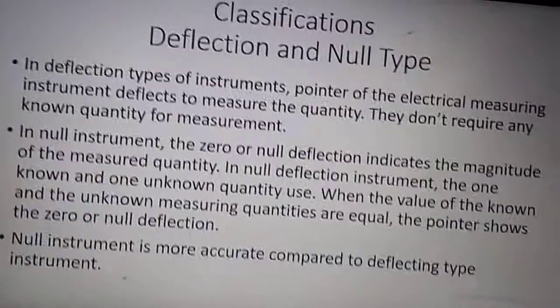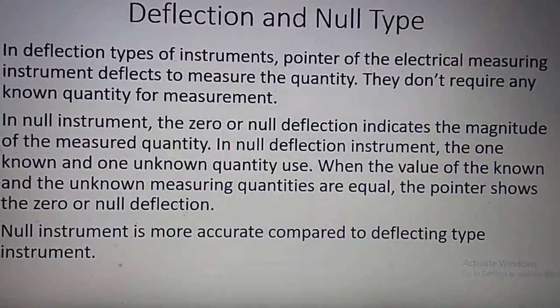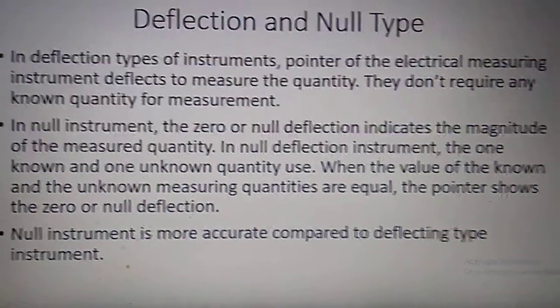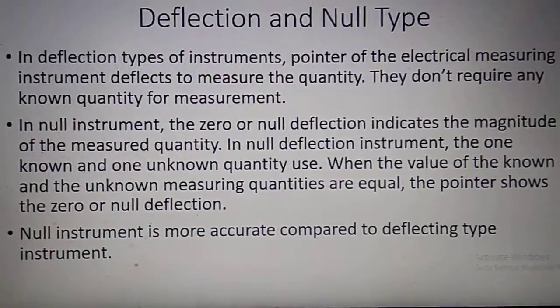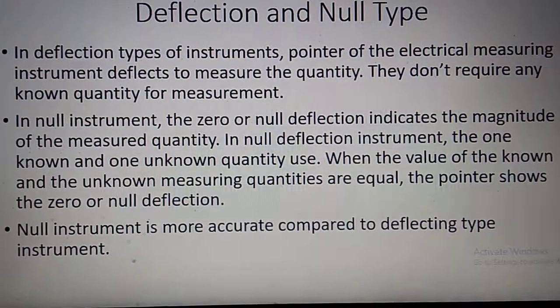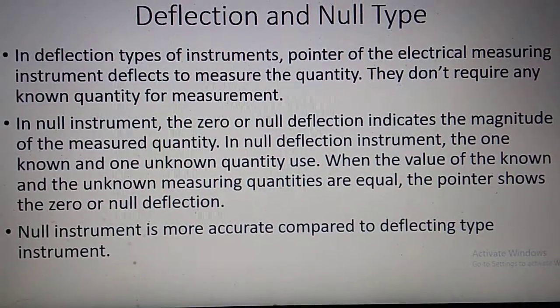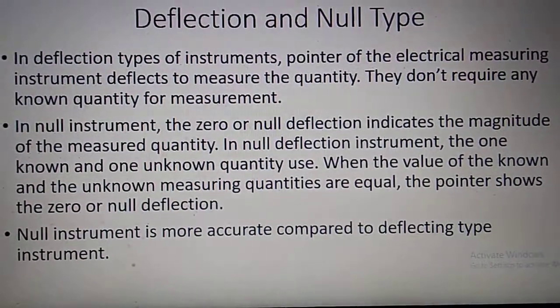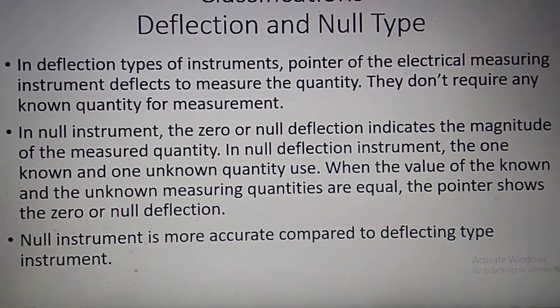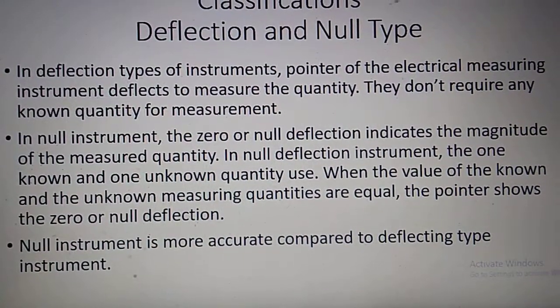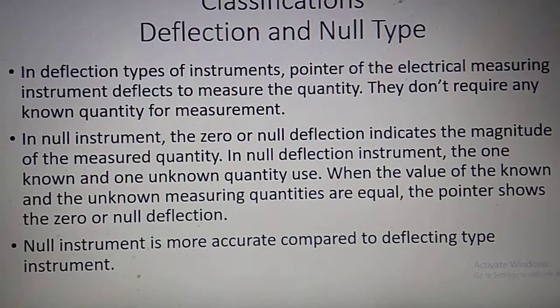In null type of instrument, it works on the property of balance. Actually, a known quantity has a certain value, and if the unknown quantity that is to be measured has the same value as that of the known quantity, then it will indicate a zero position. That means it will be balanced right then. So this is the property of null type instruments.